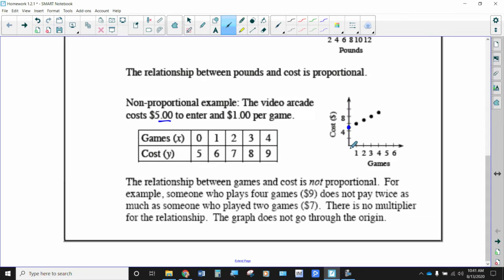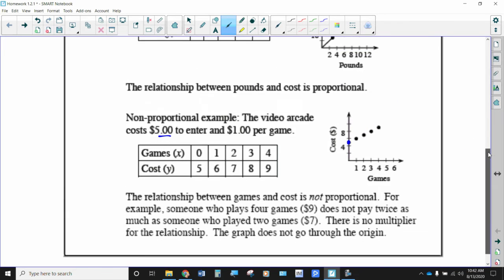So here, instead of starting at the origin and being a straight line, it starts at y is equal to 5. That's like your y-intercept. And then it goes up by $1 per game that you play. Now, notice how this is not a continuous graph. This is a discrete graph, because you're not going to play 1.7 games. There's no fractional number of games in between. You're either going to play 1, 2, 3, 4, or 0, or whatever. They're going to be whole numbers.